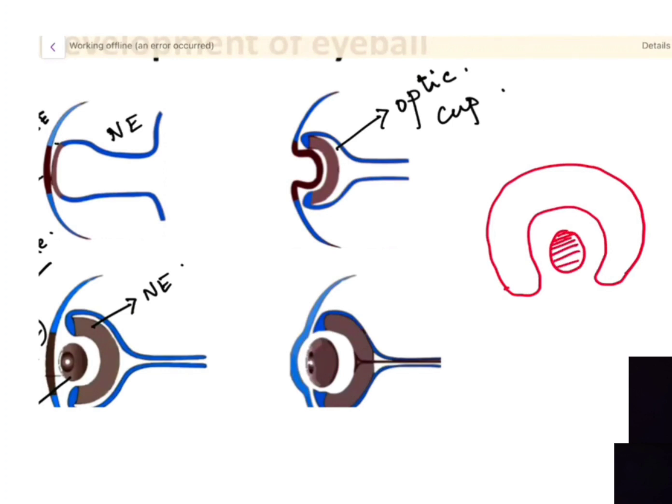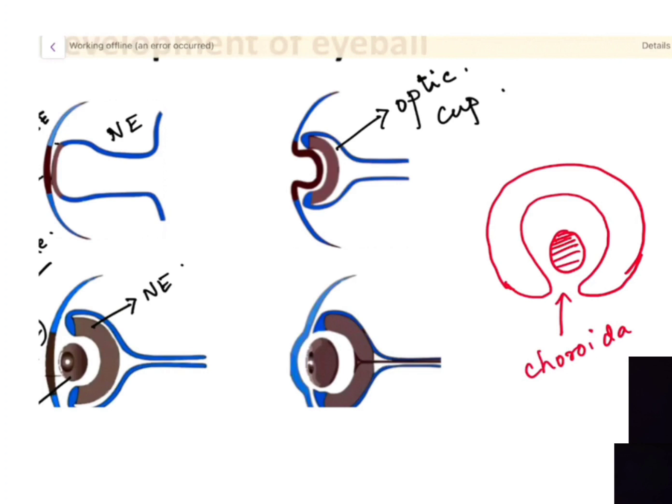Right, but actually this optic vesicle, I'll just draw it a little better. So see, this optic cup is actually not covering the lens vesicle totally. There is a small area which is deficient, and this is called your choroidal fissure, or it is called your embryonic fissure. We can call it the choroidal fissure. It is also called your embryonic fissure.